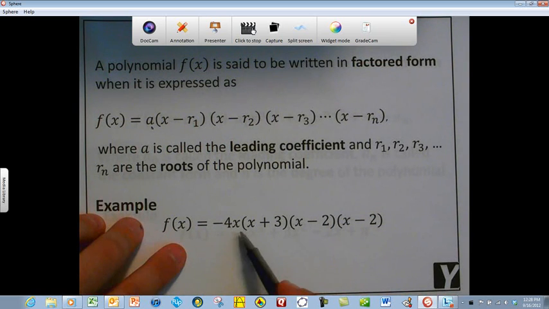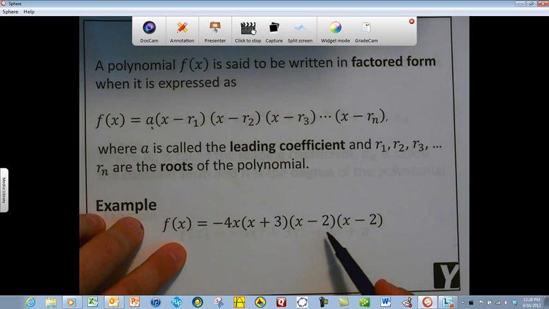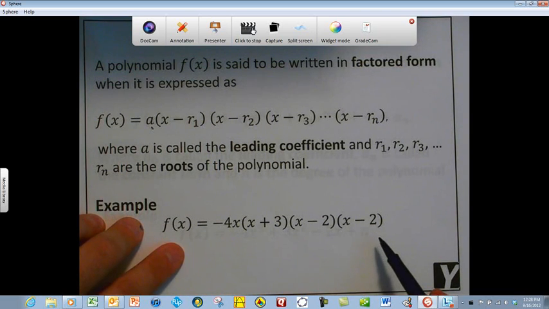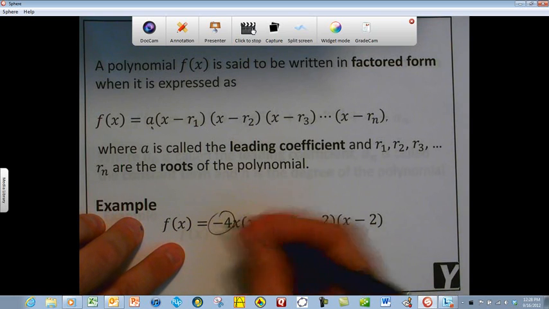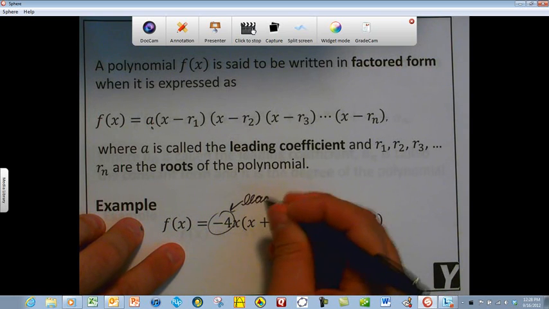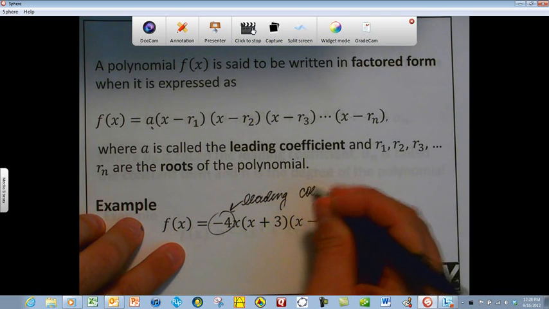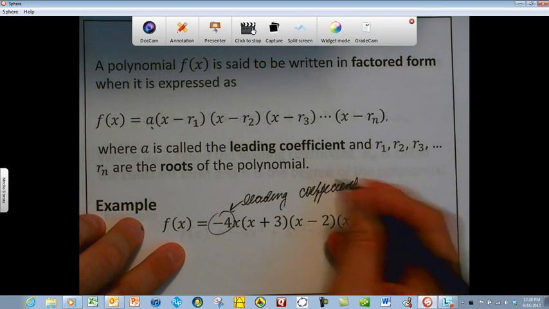So if we look at this example, f of x equals negative 4x times x plus 3 times x minus 2 times x minus 2, this has been written in factored form. The leading coefficient is going to be negative 4. There's my leading coefficient.